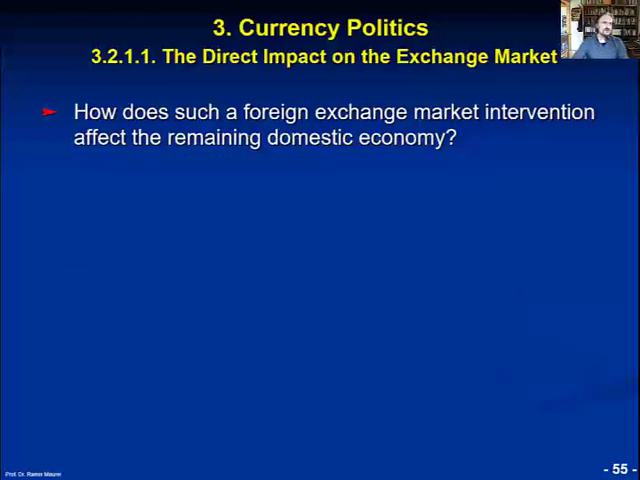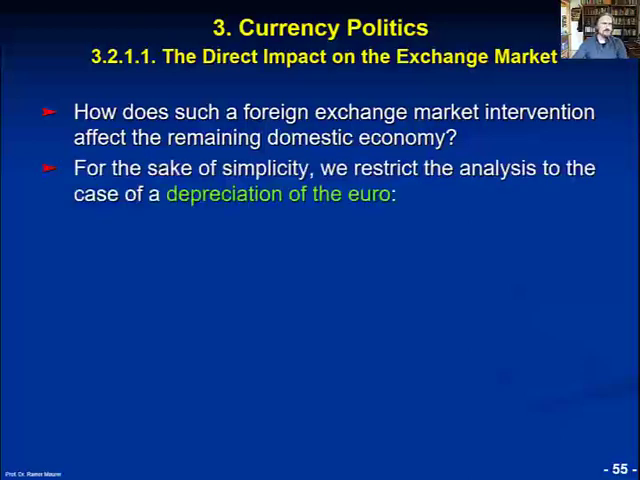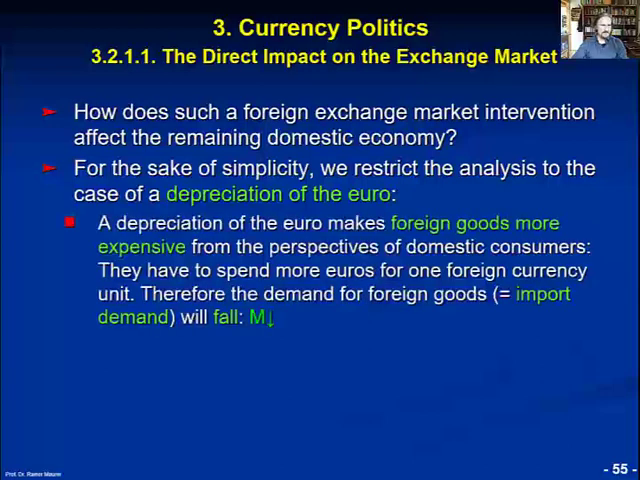How does such a foreign exchange market intervention affect the remaining domestic economy? So far we have discussed only the primary effect. For the sake of simplicity, we restrict our analysis to the case of a depreciation of the euro. A depreciation of the euro makes foreign goods more expensive from the perspective of domestic consumers. They have to spend more euros for foreign currency units. Therefore, the demand for foreign goods, the import demand, will fall.